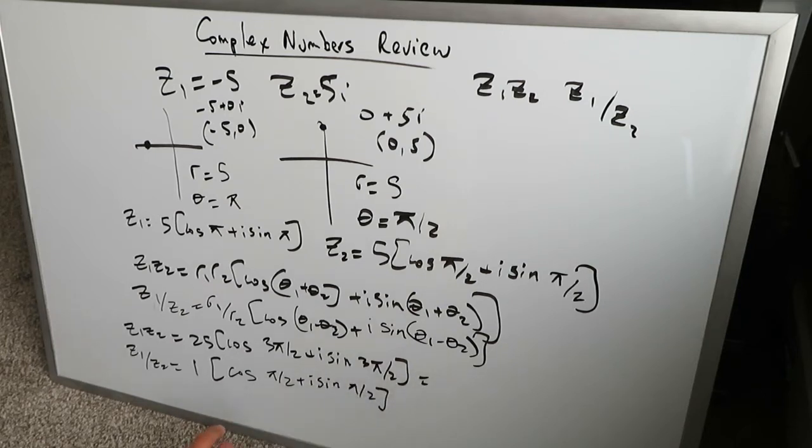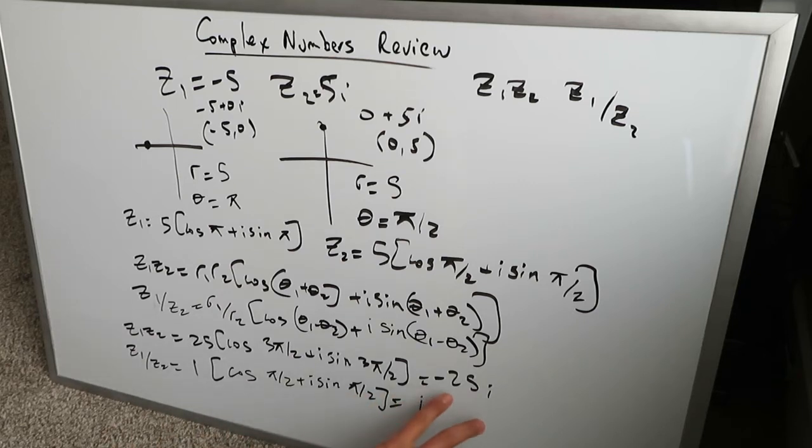If you solve this out, cosine 3 pi over 2 is 0, but i sine 3 pi over 2 is minus i. So 25 times this gives you minus 25i. I'm doing many of these things in my head. You can open them up, but you'll still get the same results. Cosine of 90 is always 0, but i sine 90 is i. So you end up just getting an i over here.